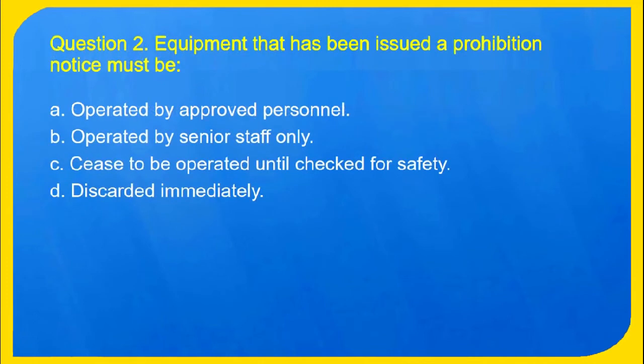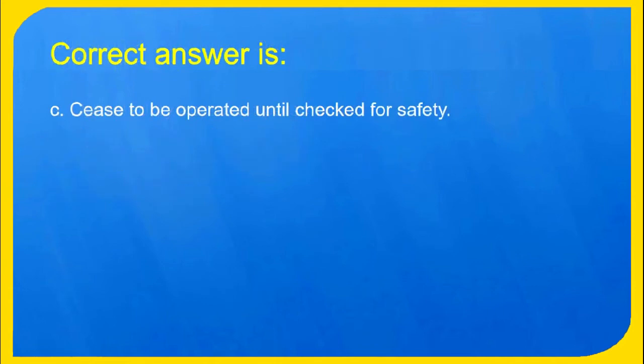Question 2. Equipment that has been issued a prohibition notice must be: A. Operated by approved personnel. B. Operated by senior staff only. C. Cease to be operated until checked for safety. D. Discarded immediately. Correct answer is C. Cease to be operated until checked for safety.